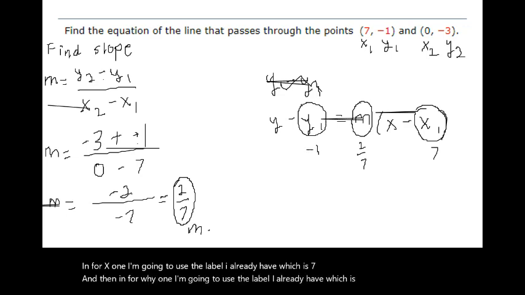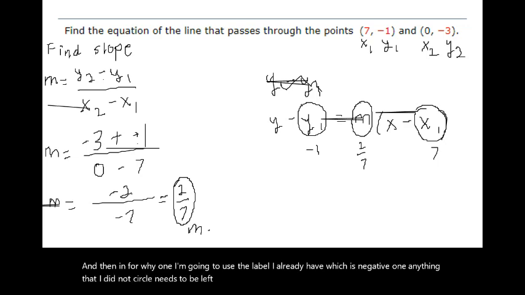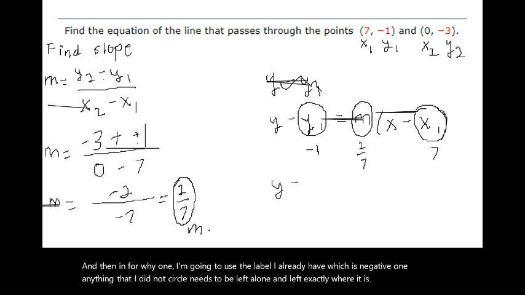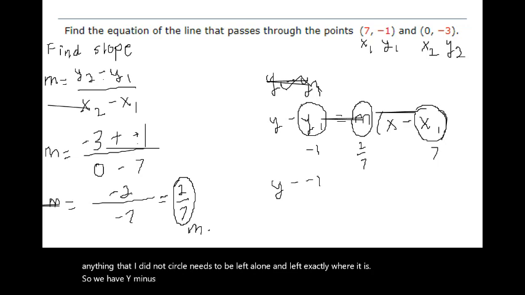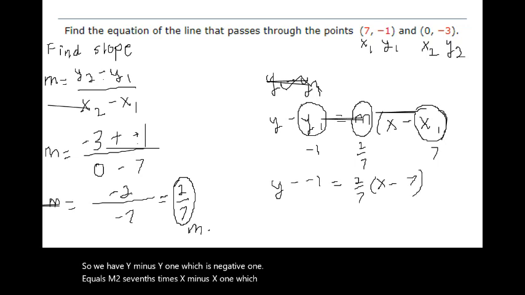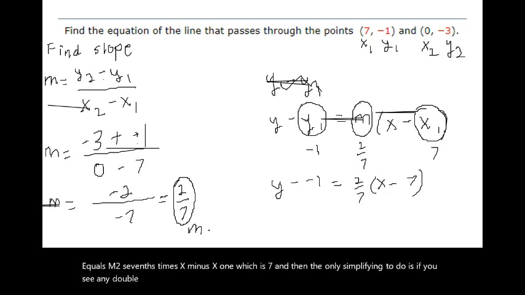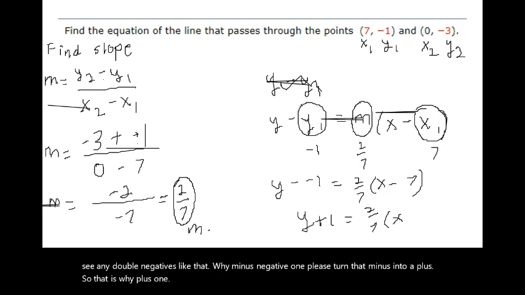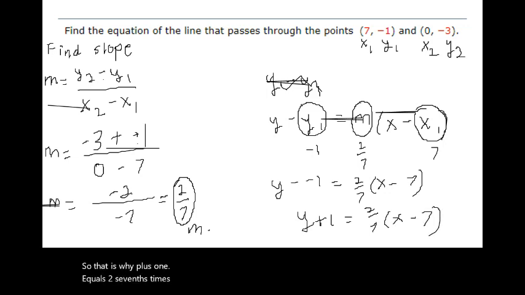Anything that I did not circle needs to be left alone and left exactly where it is. So we have y minus y1, which is -1, equals m, 2/7, times x minus x1, which is 7. And then the only simplifying to do is if you see any double negatives like that y minus -1, please turn that minus into a plus. So that is y plus 1 equals 2/7 times x minus 7. And that is going to be your final answer.